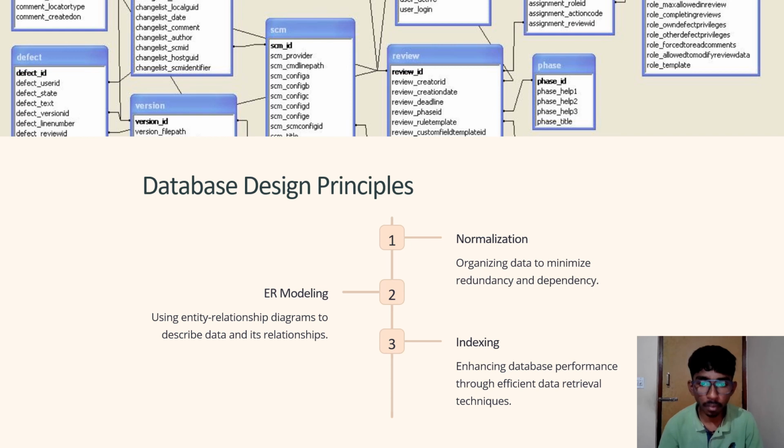Indexing, enhancing database performance through efficient data retrieval techniques. This allows us to access the data very quickly. Suppose we have to access the nth row in the nth table or nth relation, it requires a lot of time to fetch using the select operation. If it has an index, then we can fetch the data easily.